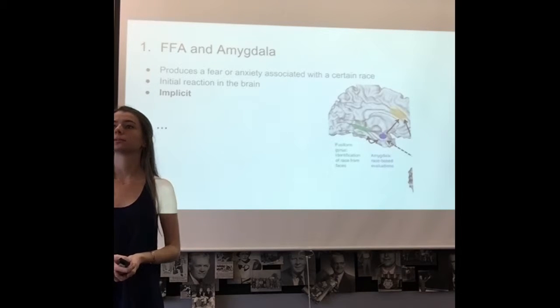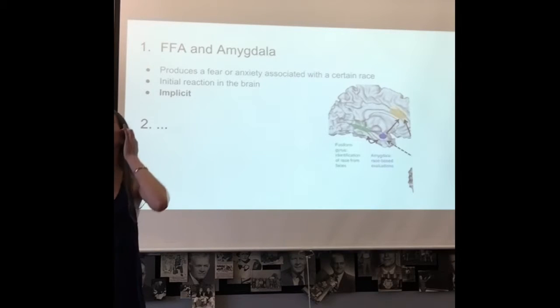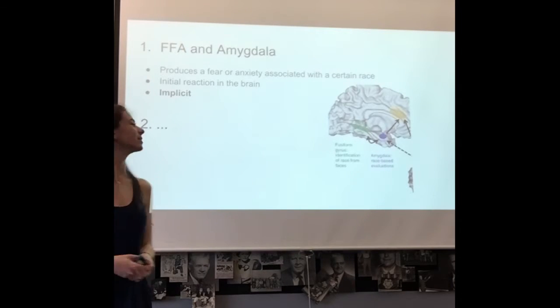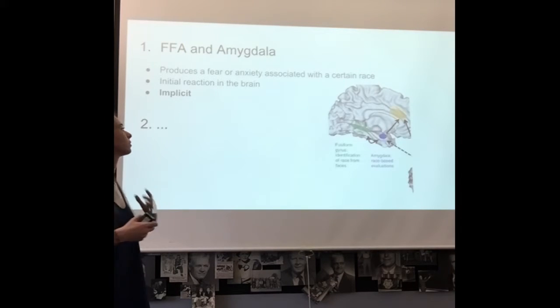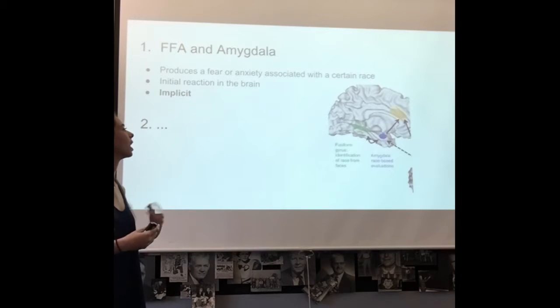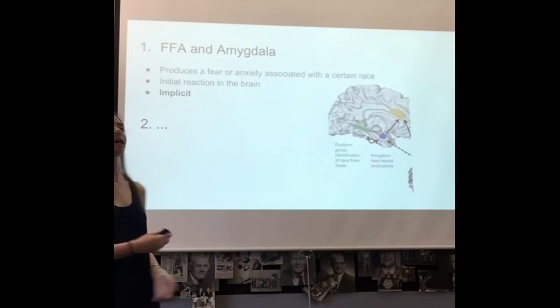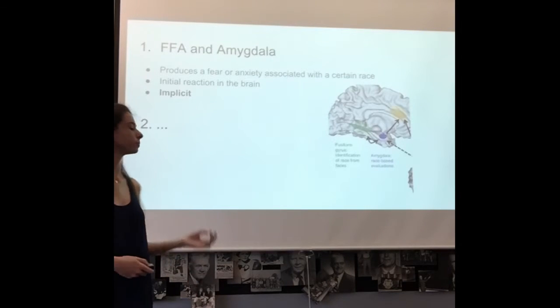So the stimuli for the study, I assume, are pictures of people's faces, yes? Yeah, it's pictures of people's faces. Okay, so these two combine to create an implicit reaction. It produces a fear or anxiety associated with a certain race, and it's this implicit instinctive reaction.